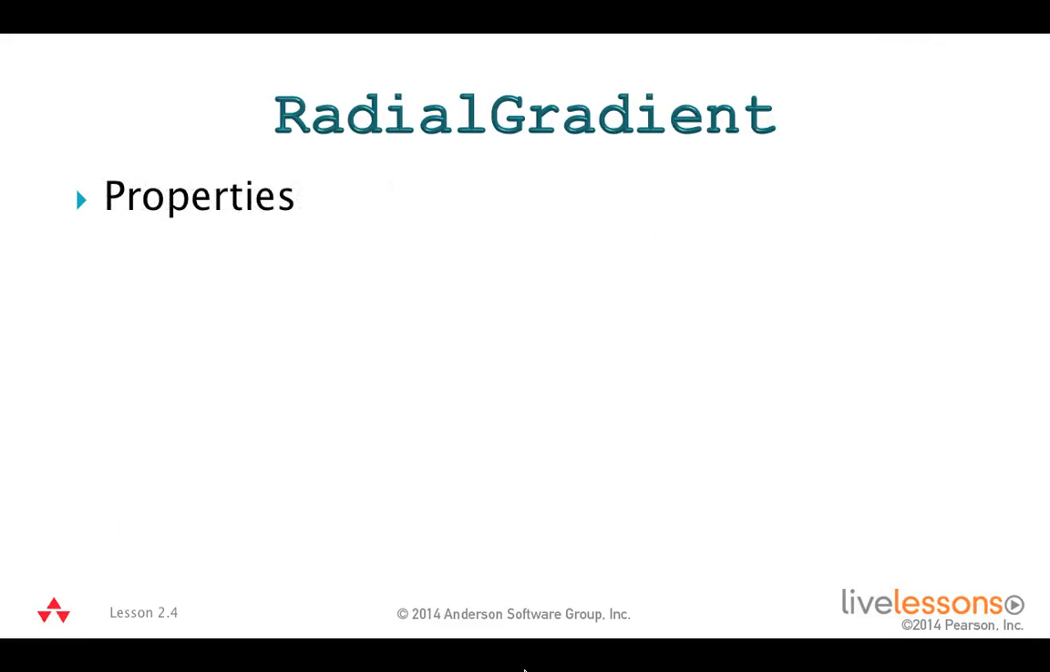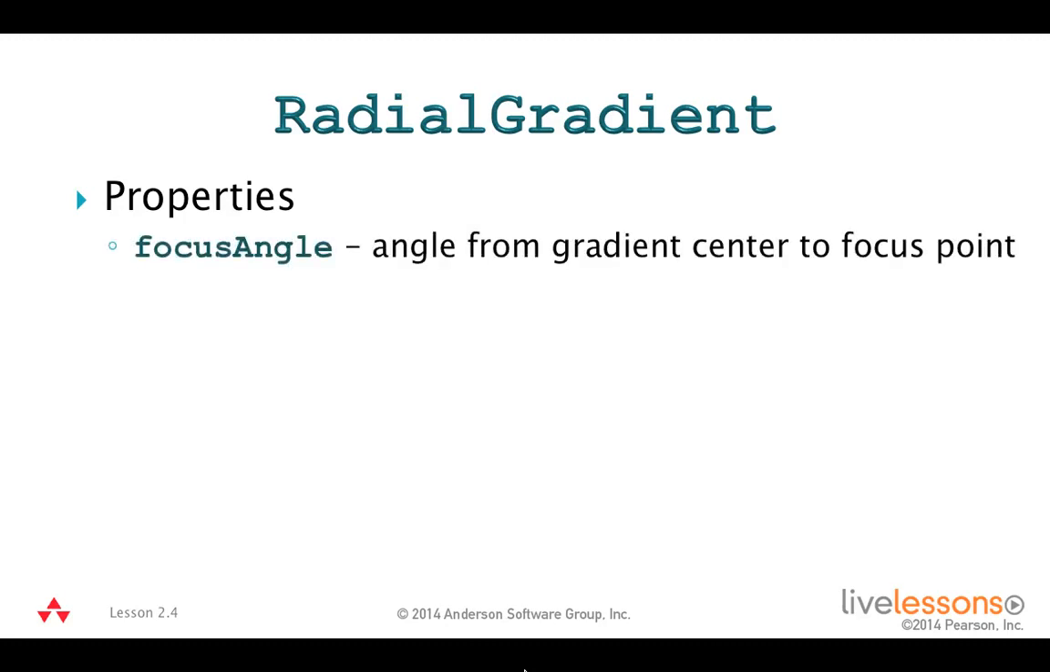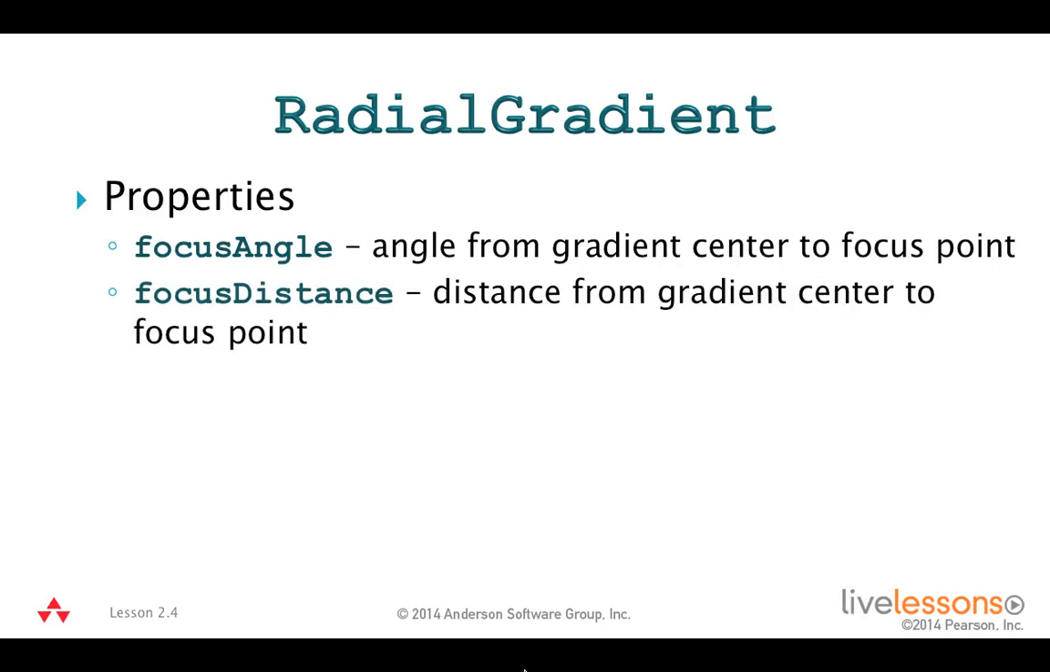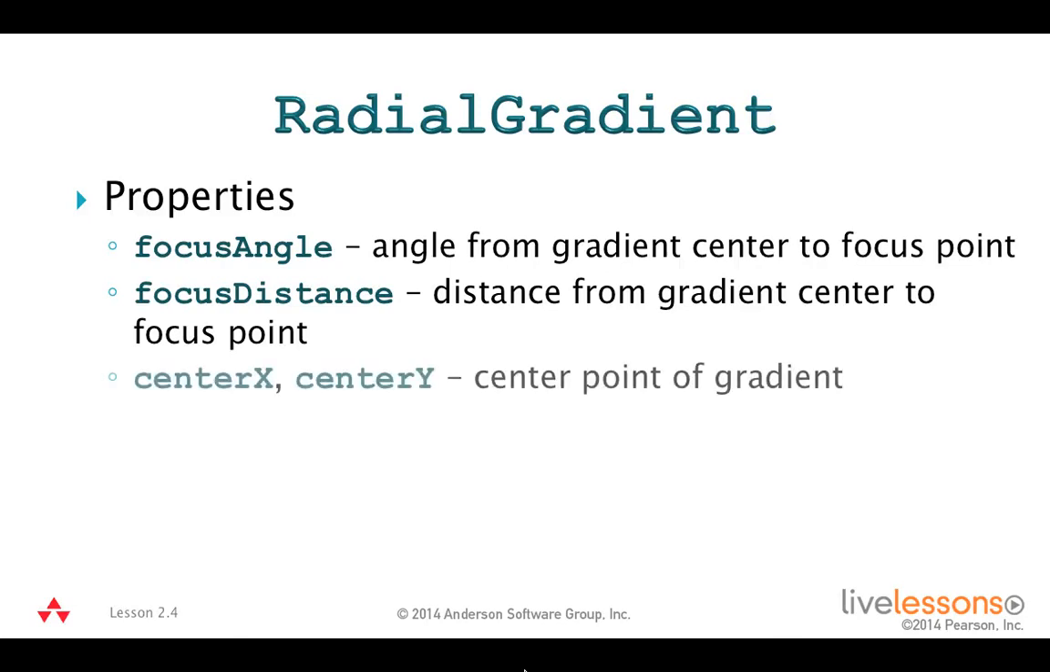Let's show you the properties for a radial gradient now. Focus angle is the angle in degrees from the center of the gradient to the focus point to which the first color is mapped. Focus distance is the distance from the center of the gradient to the focus point to which the first color is mapped. Center x and center y are the xy coordinates of the center point of the circle defining the gradient. Radius is the radius of the circle defining the extents of the color gradient.